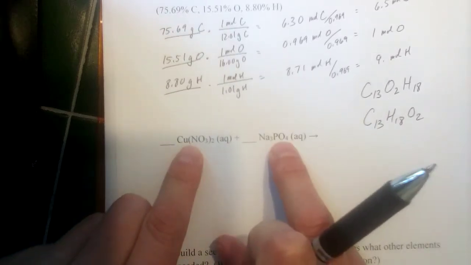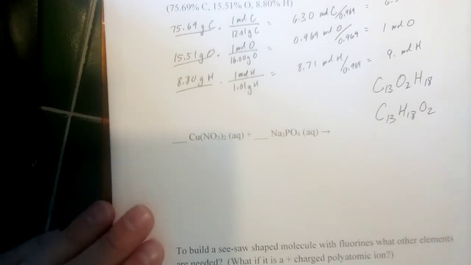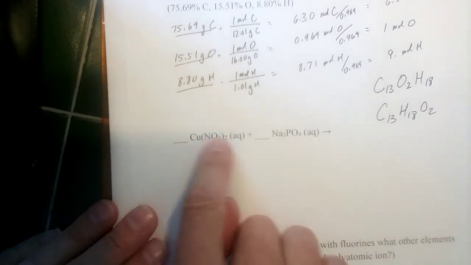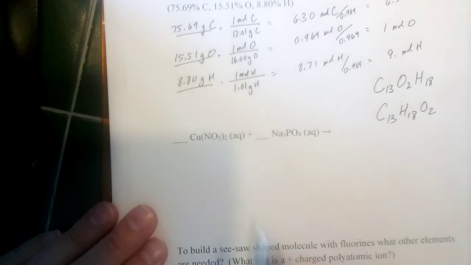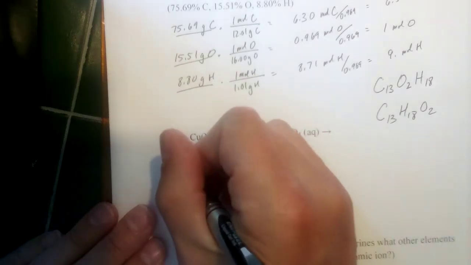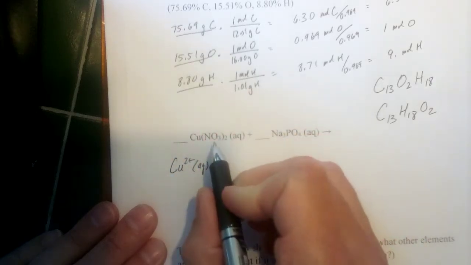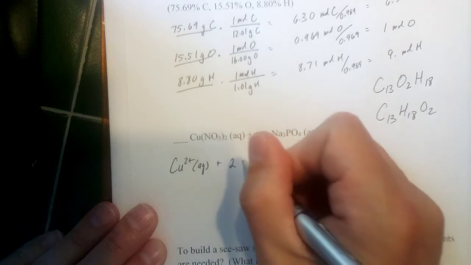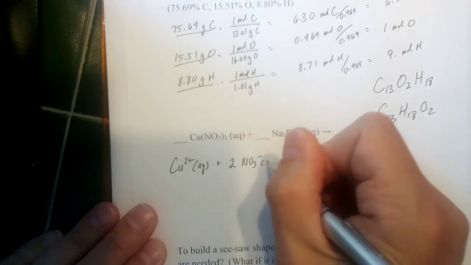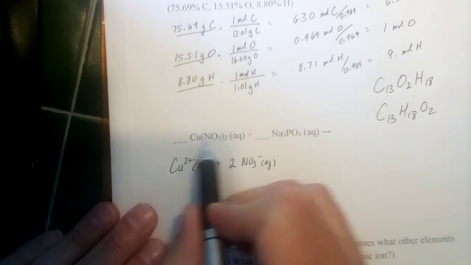So let's start by breaking these into their constituent ion pieces for the total ionic equation. Copper nitrate, right, based on charge here, this must be a copper 2. So this is aqueous, that means it's dissolved in water. That means there really is a copper 2 ion floating in that aqueous solution and 2 nitrate ions floating in that aqueous solution.